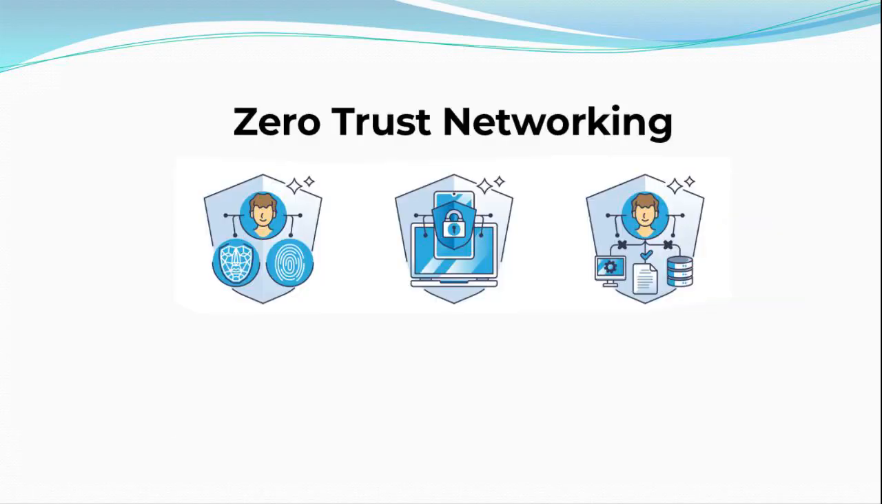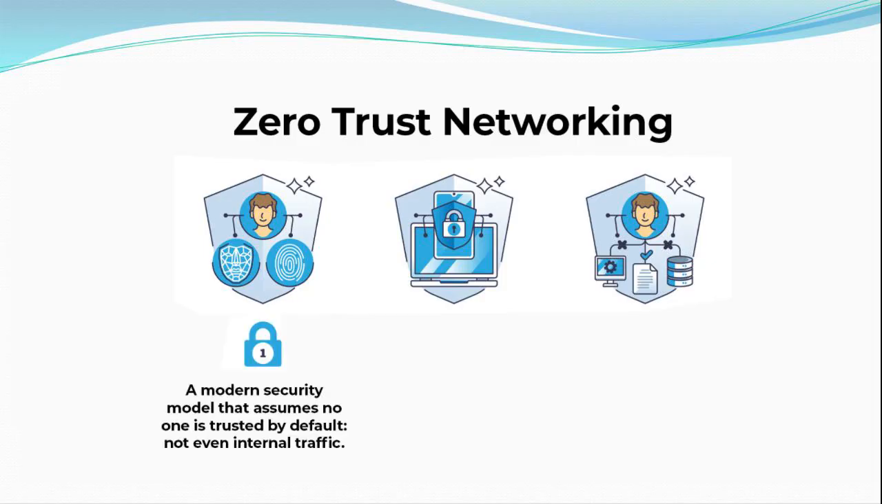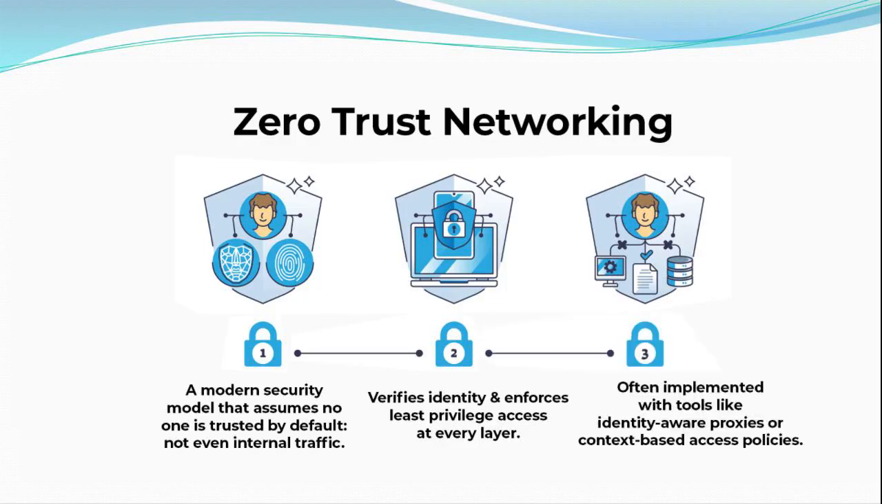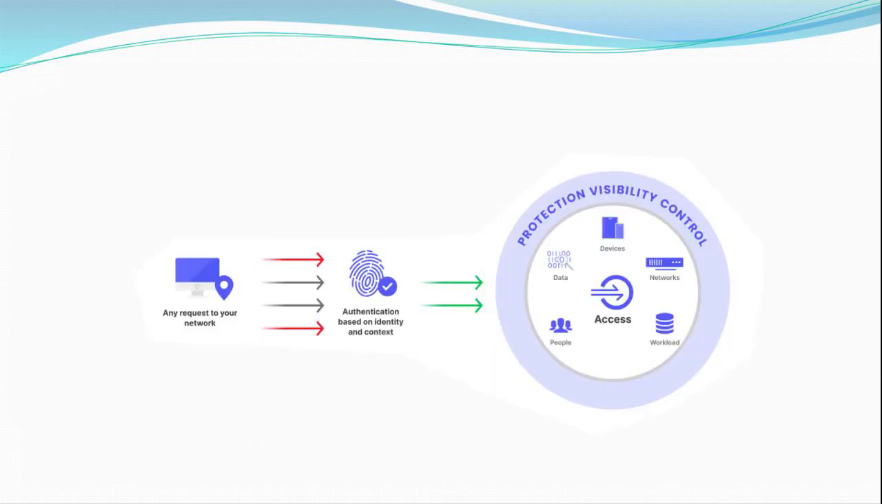Lastly, on secure communication protocols, there is something called Zero Trust networking. It enables a modern security model that assumes no one is trusted by default, not even internal traffic. It verifies identity and enforces least privilege access at every layer. Often implemented with tools like identity-aware proxies or context-based access policies. These protocols help prevent eavesdropping, man-in-the-middle attacks, and unauthorized access.